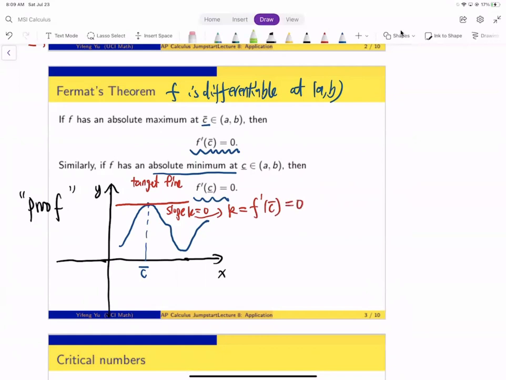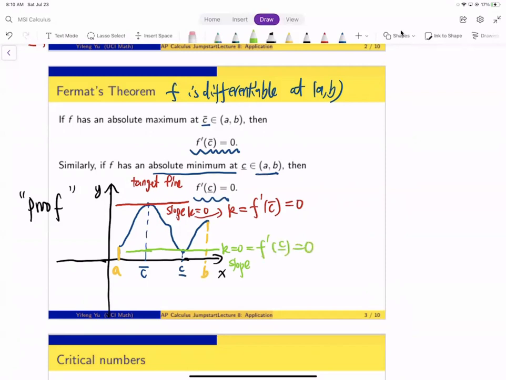Similarly, suppose it attains the minimum in the interior, within a and b. Let's say this is a and this is b. Here we have a point that attains the absolute minimum. Again, if I draw the tangent line at this point, it has to be horizontal, since everything is above it. Again, the slope is 0. The slope is calculated by the derivative at this point, so we also get that this one is 0.